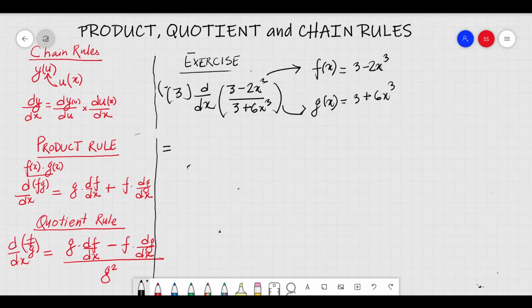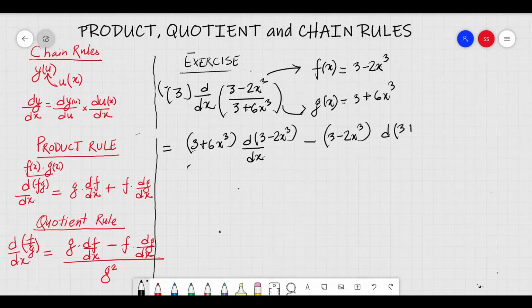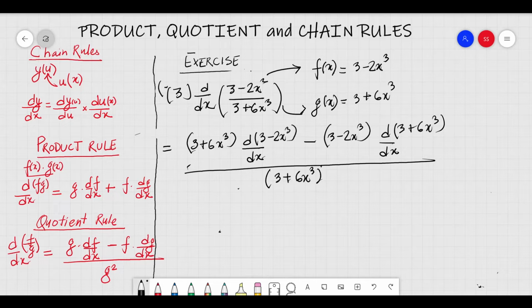So let's apply that rule here. We have our g(x), which is 3 plus 6x cubed, times d(3 minus 2x cubed) divided by dx, minus f, which is 3 minus 2x cubed, times d(3 plus 6x cubed) divided by dx, the whole divided by the square of function g(x), which is (3 plus 6x cubed) squared.